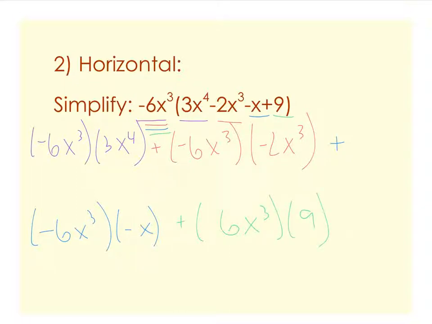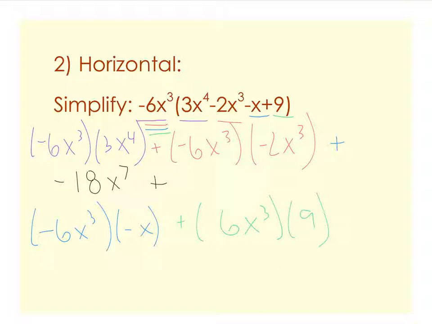And now that I've listed out side by side all of my terms that need to be multiplied, I'm going to go ahead and multiply them together. So negative 6x cubed times 3x to the 4th in purple gives me negative 18x to the 7th.